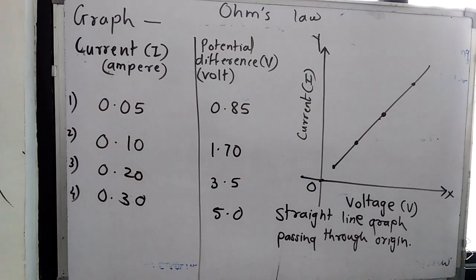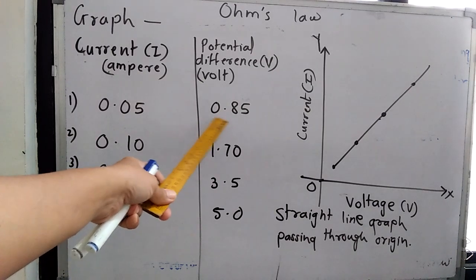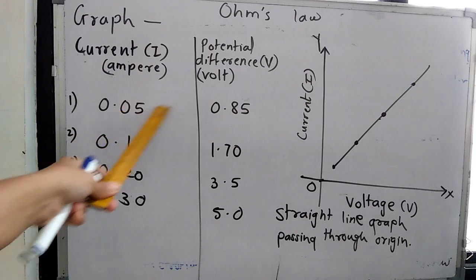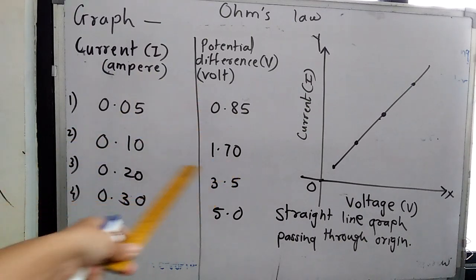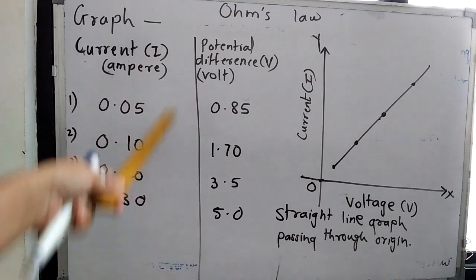Now here we have to study the graphical representation of Ohm's law. In Ohm's law we know that current depends upon the potential difference. So here we have two quantities, current and potential difference. Current depends on potential difference. So if we want to plot the graph, here we have given some observations. If the potential difference is 0.85, current is 0.05, potential difference 1.70, current is 0.10, and so on.